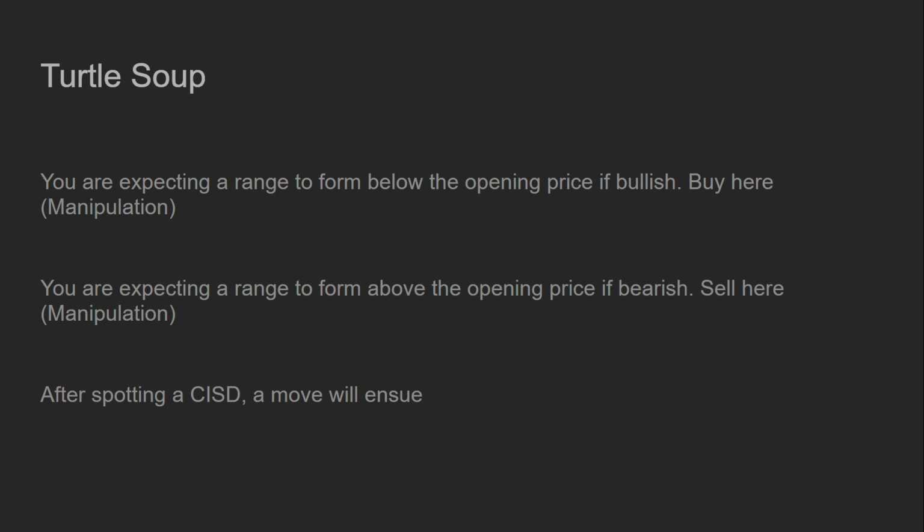The opposite is also true, right? You are expecting a range to form above the opening price if bearish. This is where you're looking to sell on that turtle soup entry, right? Then you look for that change in the state of delivery, and then you're going to get that beautiful follow through of a move to that opposing liquidity.